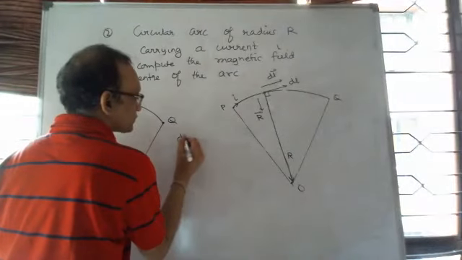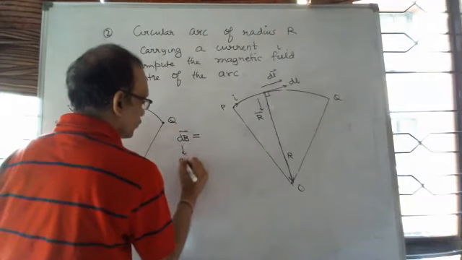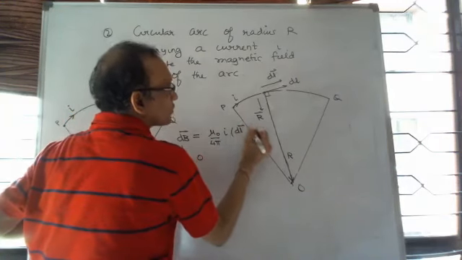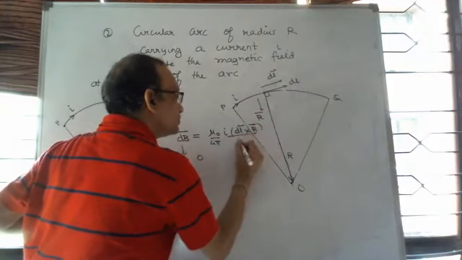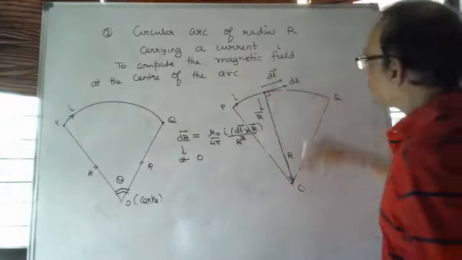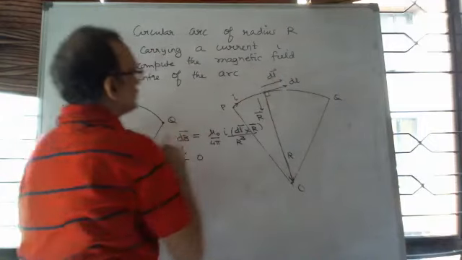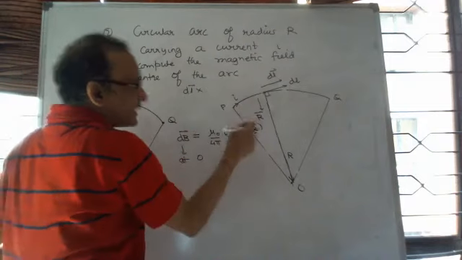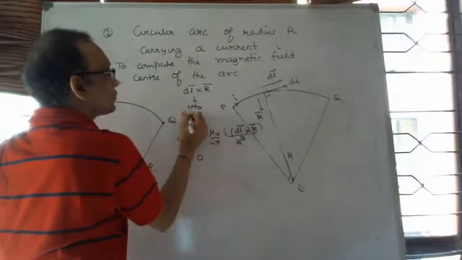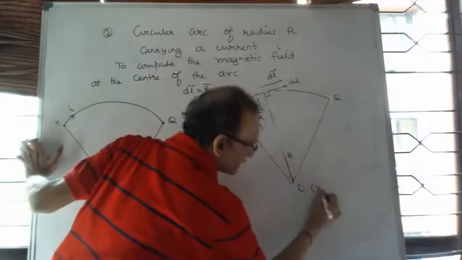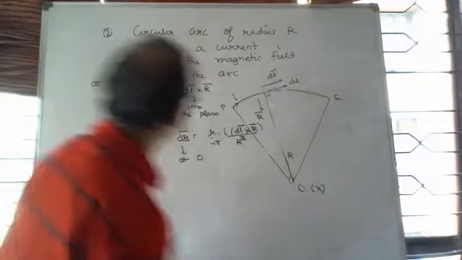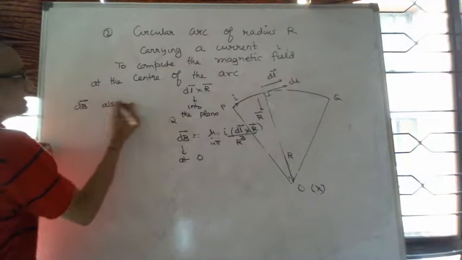Because of this, what is the magnetic field produced? dB at O is mu naught by 4 pi I, dl cross r by r cube, right? Now see, where is dl cross r? This is dl, this is vector r. dl cross r goes into the plane of the board. The direction of dl cross r: dl like this, r like this. So dl cross r is going into the plane. That means the magnetic field at O is into the plane. So dB is also into the plane.